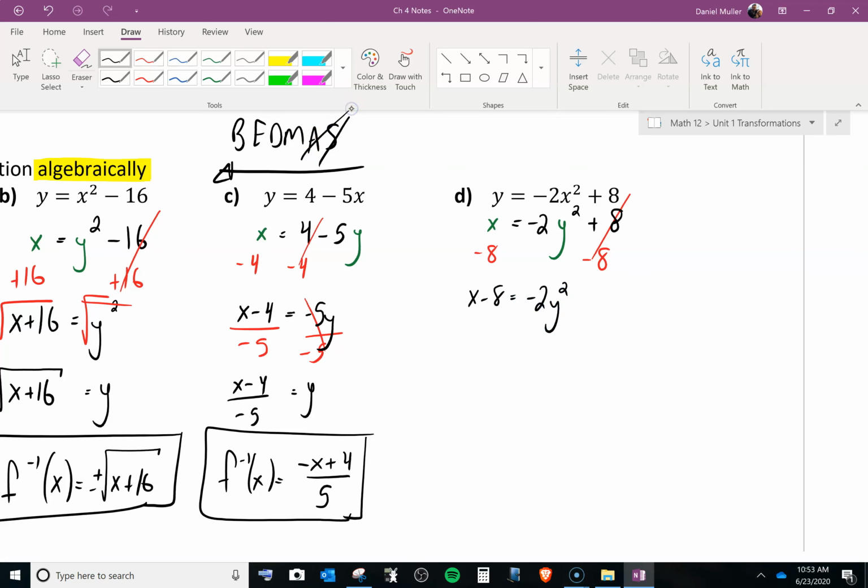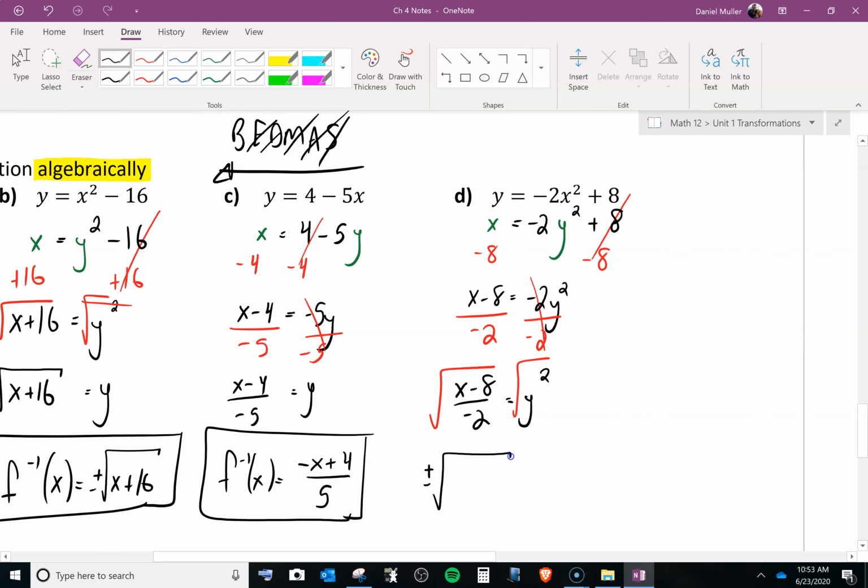So that's the addition. There is some multiplying. So we'll do the multiplying next by dividing by negative 2. X minus 8 over negative 2 equals y squared. There's no division, but there is an exponent. So now I'll do the exponent. So I'm going to get plus or minus the square root of x minus 8 over negative 2.